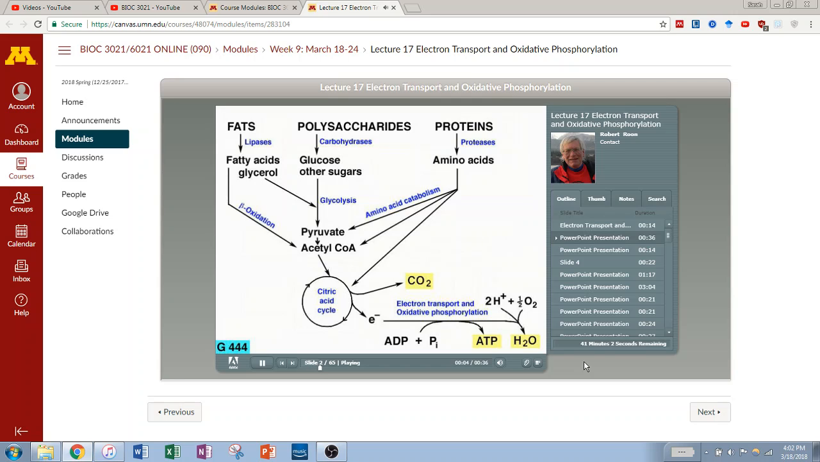Acetyl-CoA is the end product of lipid, carbohydrate, and protein metabolism. Acetyl-CoA is used in the TCA cycle to generate reduced nucleotides, NADH and FADH2. Those reduced nucleotides then donate their high-energy electrons into the electron transport pathway, which generates a proton gradient across the inner mitochondrial membrane. That proton gradient is used by the ATP synthase to drive the synthesis of ATP from ADP and inorganic phosphate.